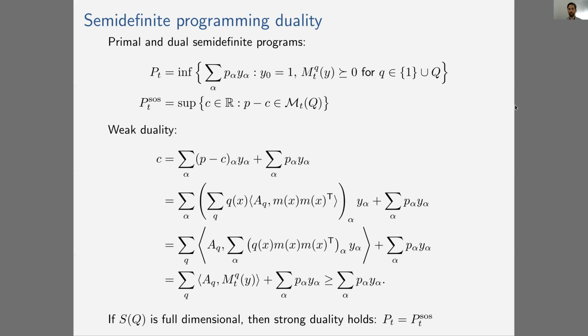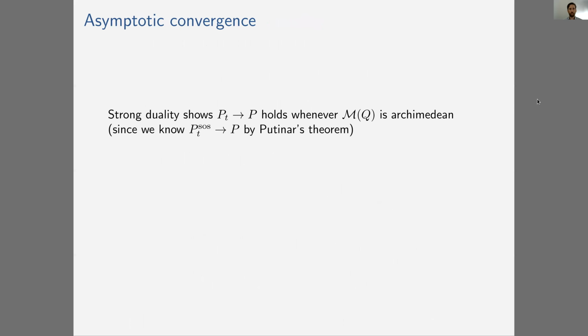So yesterday we saw that this sums of squares hierarchy converges asymptotically to the value we want to compute under the condition that the quadratic module is Archimedean. And for that we used Putinar's theorem. And that means that by duality, for free you get that this moment hierarchy also converges asymptotically. But I really want to show how we can prove such a thing, really just on the primal side. So here strong duality shows that the moment hierarchy also converges asymptotically under the condition that the quadratic module is Archimedean. And this is because we already know that the sums of squares hierarchy converges by Putinar's theorem.